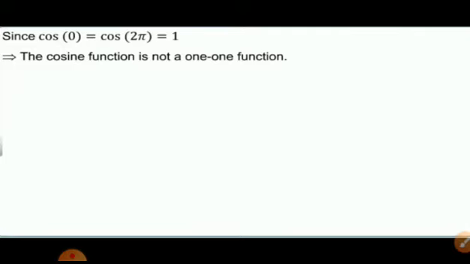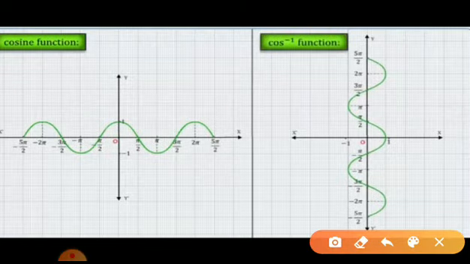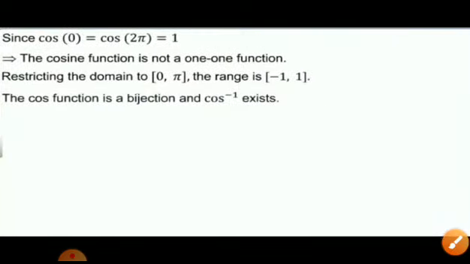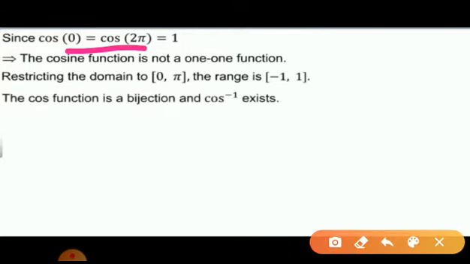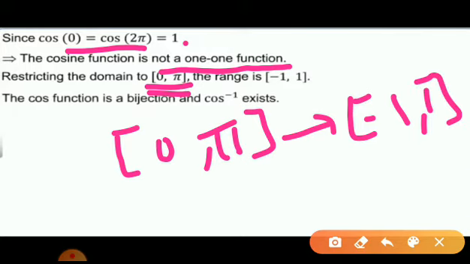For cos, see, this is the graph for the cos. Again we have to restrict the function, similarly to what we had done for your sine. Now see, cos 0 and cos 2 pi are equal to 1. That means again it is not a one-one function. So for cos, your domain is restricted to 0 to pi, and the range will be -1 to 1, closed interval -1 to 1.